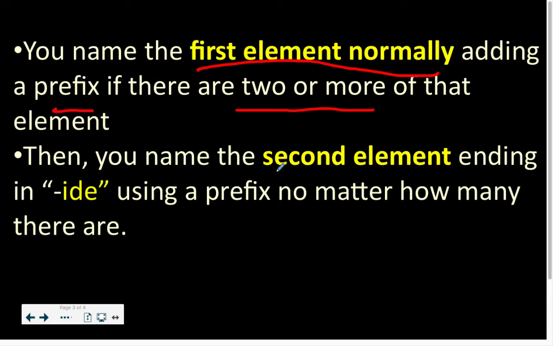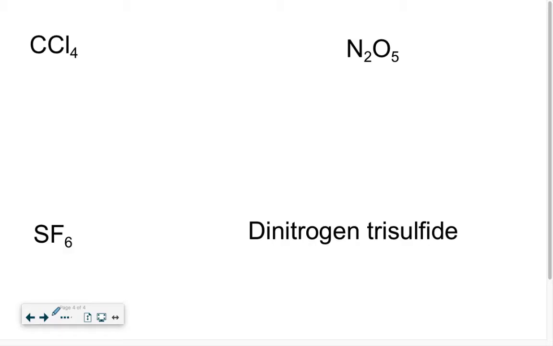Then you're going to name the second element. However, the ending has an IDE ending. And then you're still going to use a prefix no matter how many there are. So if you have 1, you're going to use mono. If you have two atoms, you have di. If you have 3, you're going to use tri. So let's look at a couple examples.